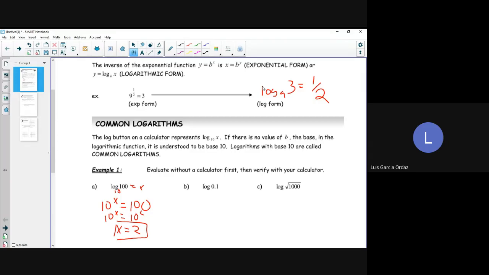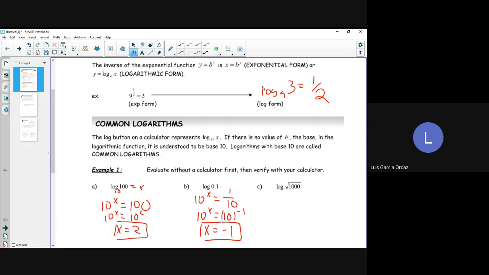The next one, we have the same thing. 10 to the x is equal to 1 over 10. What would our x value be? -1. We get 10 to the x is equal to 10 to the -1, which means x is equal to -1.